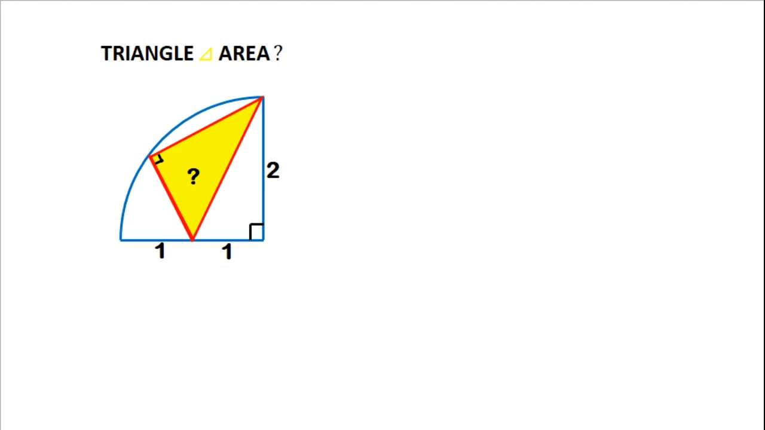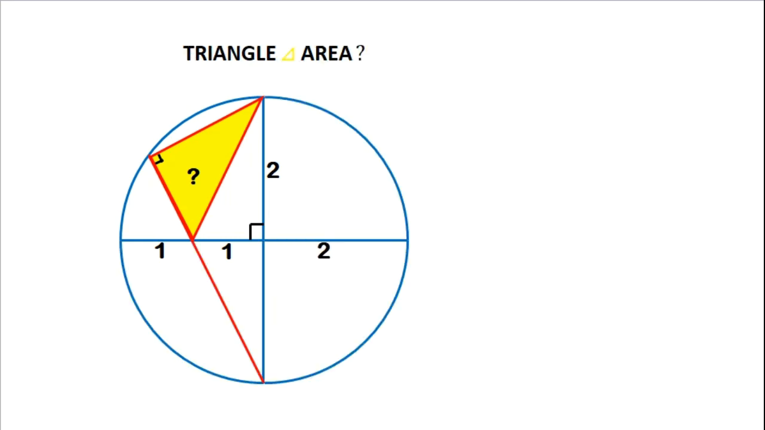You've been told to find the triangle area, or the yellow area. Now, the best means to determine the area of this triangle is by first completing this figure to be a complete circle. If you complete it to be a complete circle, you know that this line from point A to point B is the diameter.